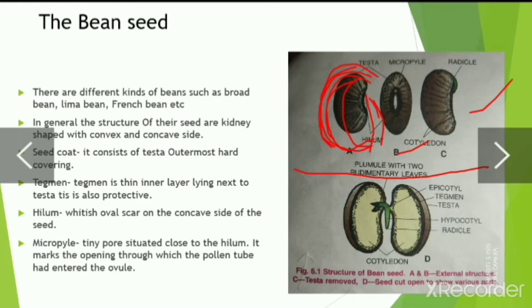And students, here in the diagram you are seeing the opening. This is the micropyle. This is the tiny pore situated close to the hilum. It marks the opening through which the pollen tube had entered the ovule. Okay, this is the opening known as micropyle.